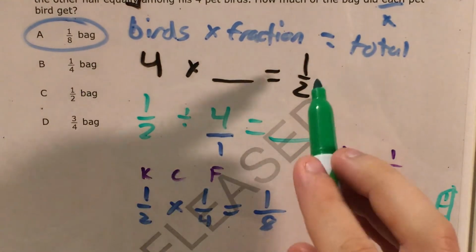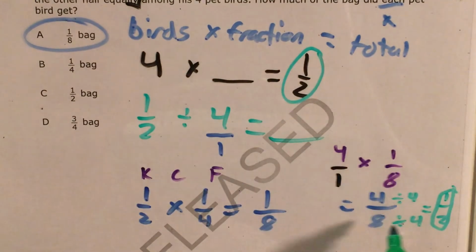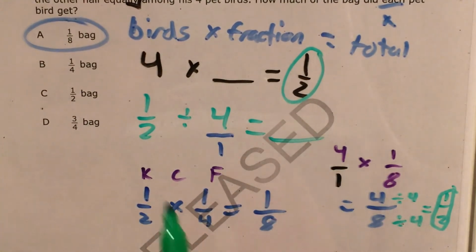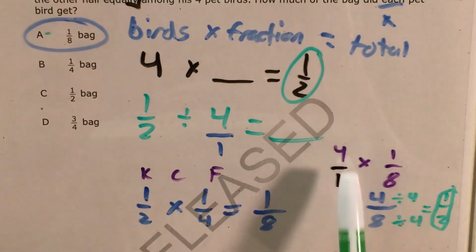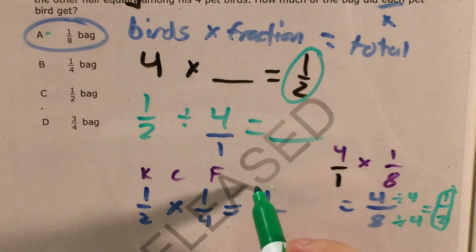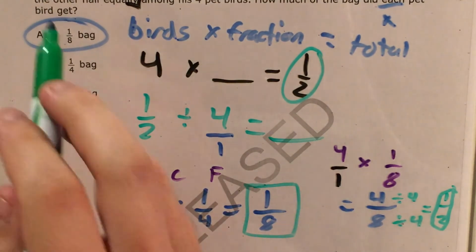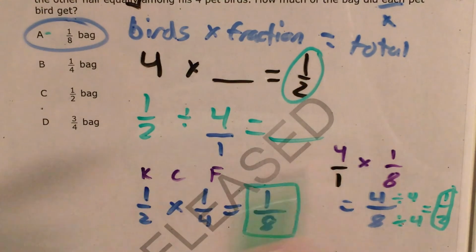I was looking to get 1/2. Since I got 1/2 by plugging 1/8 in for my blank, I know that 1/8 is the correct answer, and I know that my answer is choice A. Now, just to reiterate, I know 1/2 was one of our answer choices, but this work that I did over here was just to confirm that 1/8 was in fact my answer. My answer is 1/8, not 1/2. I was testing 1/8.